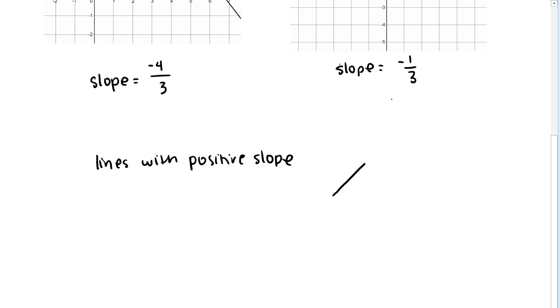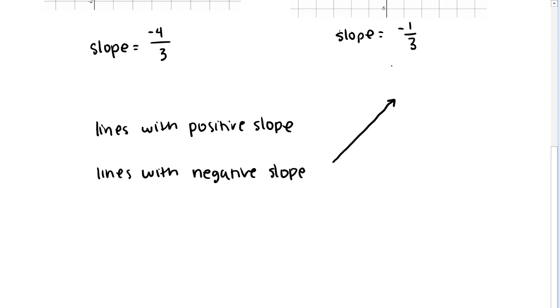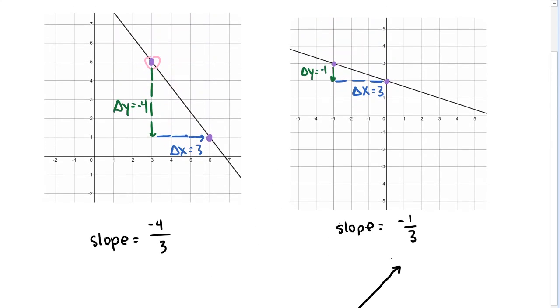travel up as they travel to the right. They're going upwards as they move to the right. From left to right, the line is going upwards, and lines with negative slope travel downwards as we look from left to right. Actually, let me create some more space here. I'll move this line up. So lines with negative slope might look something like this, but they travel downwards from left to right. And so that matches what we see above.